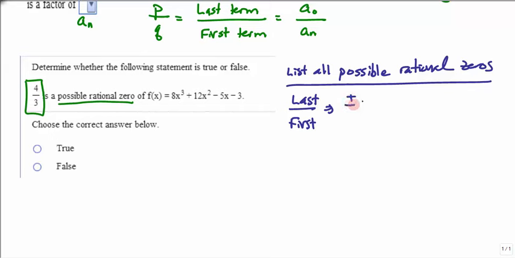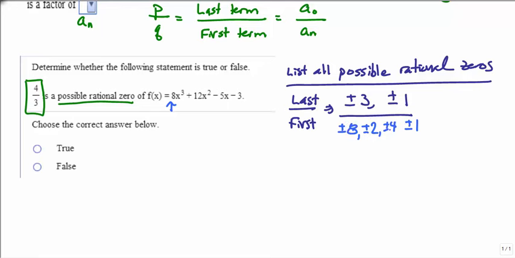So I could have a positive or negative 3 or a positive or negative 1, because it's not just the last or first term, it's the factors. Okay, now my first term would be this 8. So that would be plus or minus 8, plus or minus 1, plus or minus 2, plus or minus 4. So these are all the numbers that go into 8 evenly.